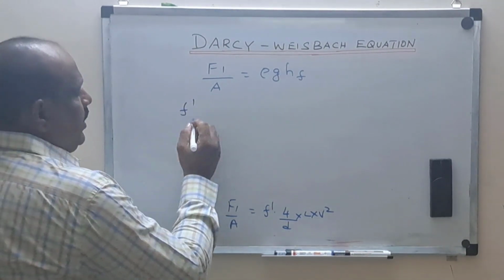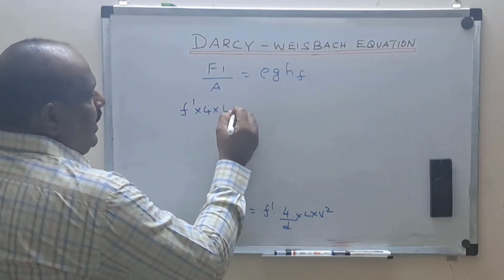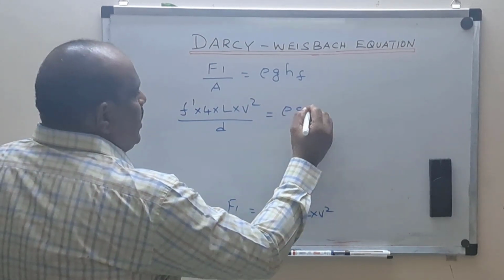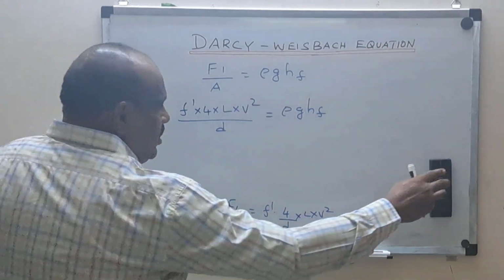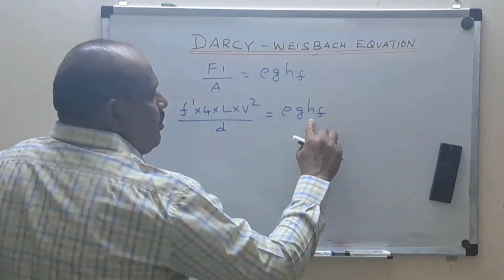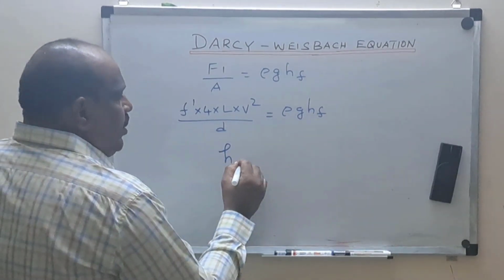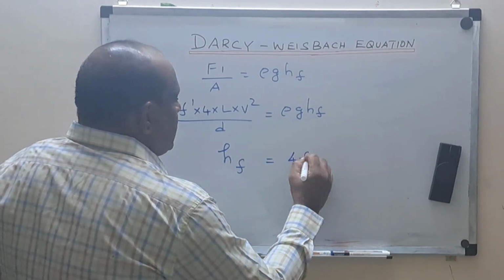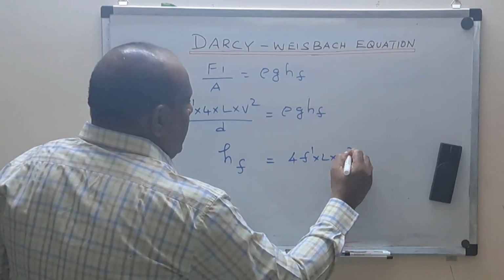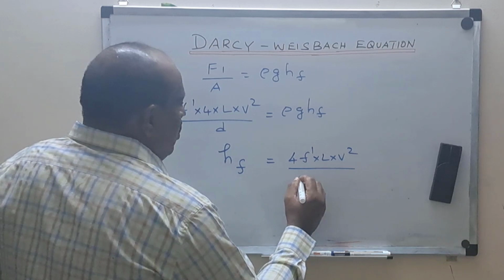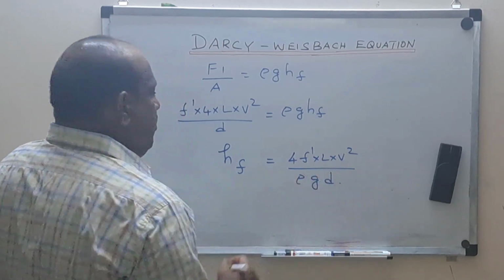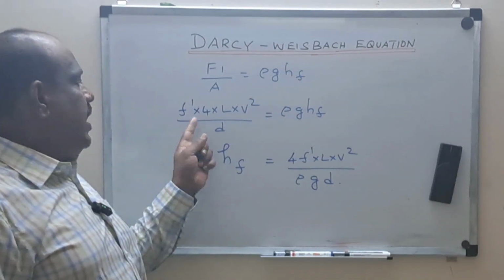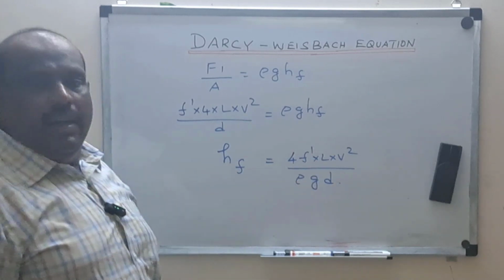F dash into 4 into L into v squared by d equal to rho g hf, because we want to equate these two terms. From this, what is our aim? To find hf, that is how much head is lost due to friction. So hf will be equal to 4 f dash into L into v squared by rho g d, because this rho g can be brought down. So hf will be equal to 4 f dash L v squared by rho g d. I hope we got it.